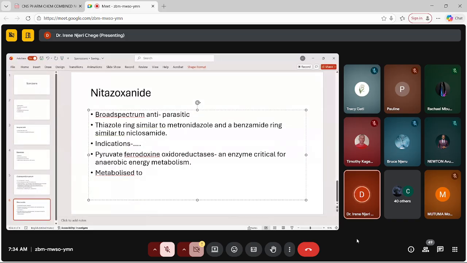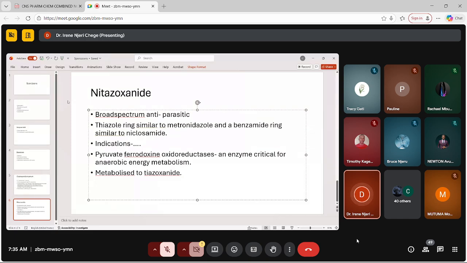It's metabolized to tizoxanide, which is the active drug. This is the active drug, and this is a drug that interferes with anaerobic metabolism. It can also be indicated, I hope you had included it in your assignment, for giardiasis. It's licensed for giardiasis, it's licensed for E. histolytica. Okay, it can be used for cryptosporidium, but it is unlicensed, but can be used.